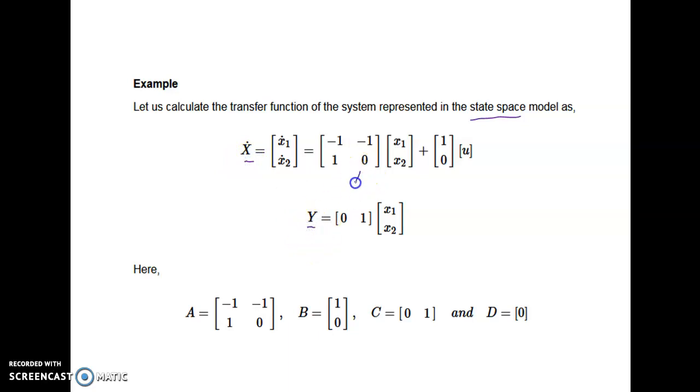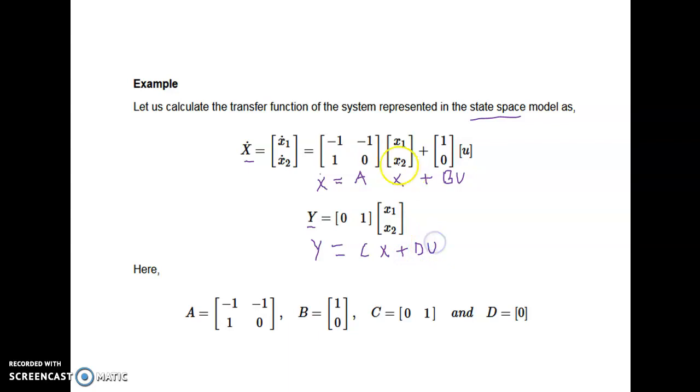So if you compare this equation with a standard equation, x dot is equal to Ax plus Bu, and we have written y is equal to Cx plus Du. These are the standard equations of a state space model.